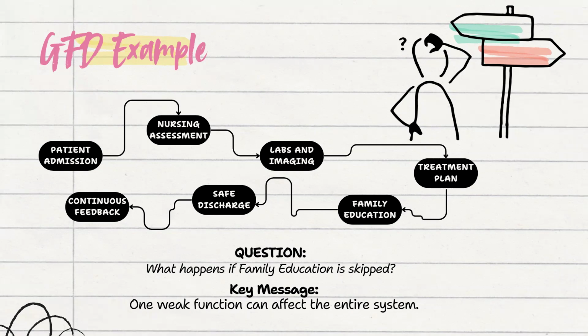So this diagram evidently shows that every function contributes to the patient outcome. So if you remove one, it will affect the outcome. One weak function affects the entire system.